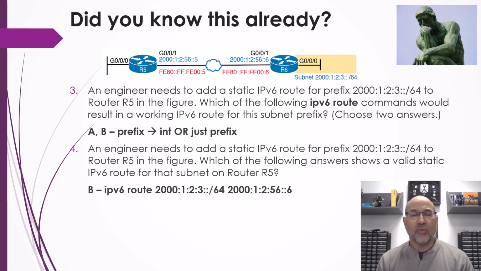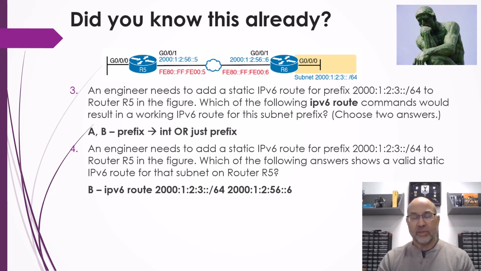Question number 4: an engineer needs to add a static route for 2001:23 to the router 5. Which of the following answers shows a valid static IPv6 route for that subnet? This is the one that I like, right? This is an example of a route that would actually work. 2001:23::/64 via 2001:56::6, right? The forwarding hop here is a globally unique address.